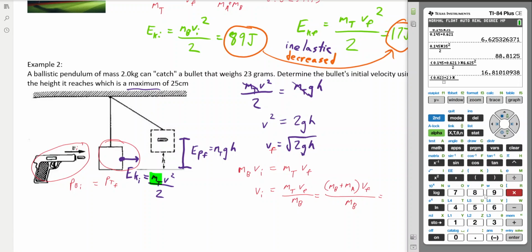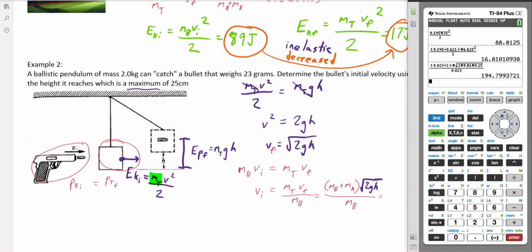Actually we can't continue yet. Let's take the VF and put in the thing that we solved for, the whole square root 2gh. That's what we need to put in for the VF. So my bad. So let's put that in. So square root 2 times 9.81 times height, which is 0.25, over MB, which was 0.023.